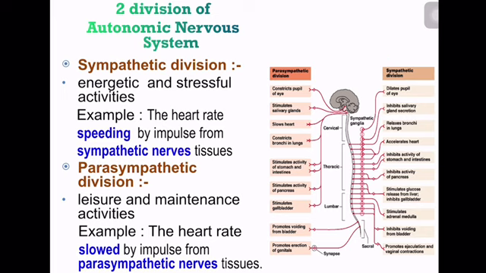Sympathetic division will cause energetic and stressful activities. For example, the heart rate increases or speeds up because it is stimulated by impulses from sympathetic nerve tissues, while parasympathetic division causes leisure and maintenance activities. For example, the heart rate is slowed down due to the impulse from parasympathetic nerve tissue.